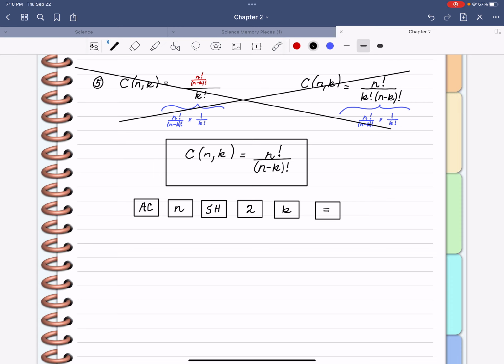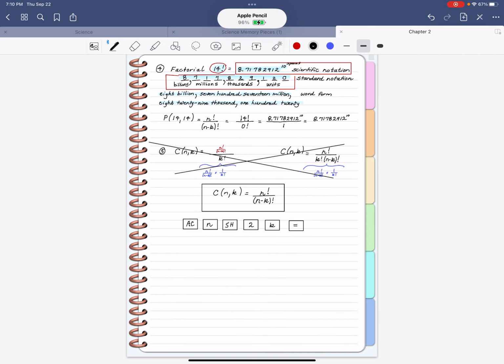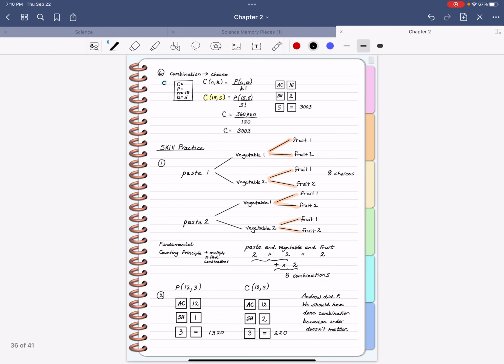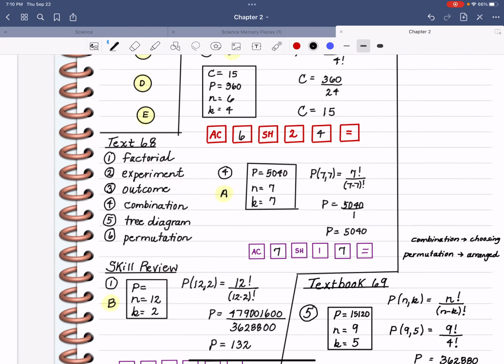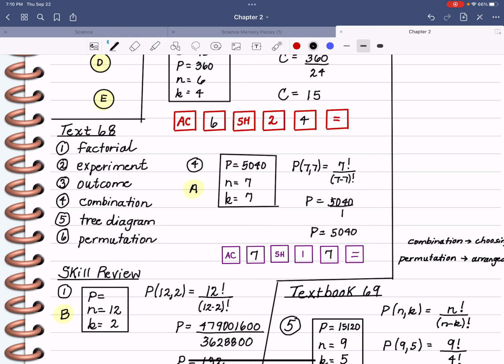Thank goodness we're at the end of this lesson. I am going to check these problems because I have not done that. So let me go back and go to page 68 in the answer key. And here we go. Did I do the vocabulary? Let me just go back and do it all to be sure that I have it. Page 68 is factorial, experiment, outcome, combination, tree diagram, permutation.